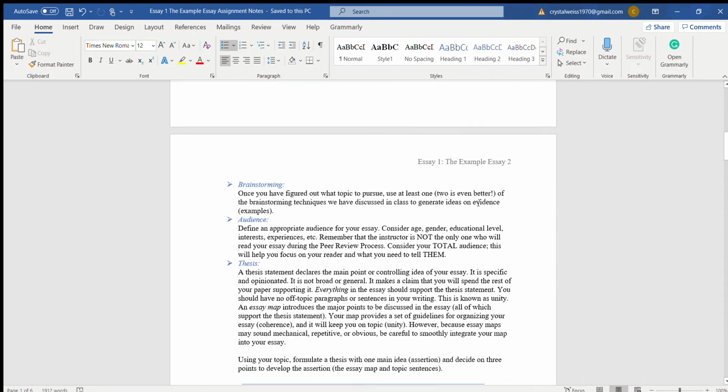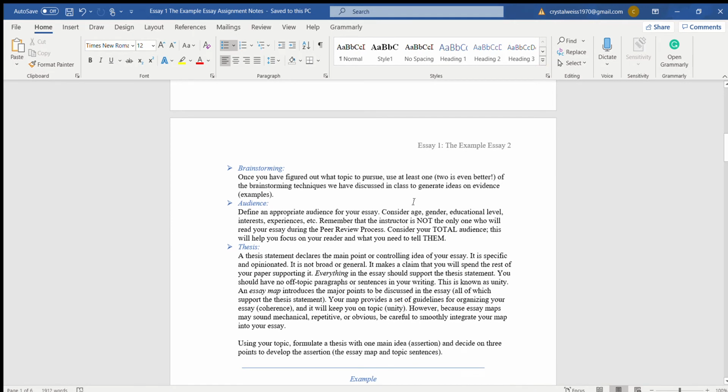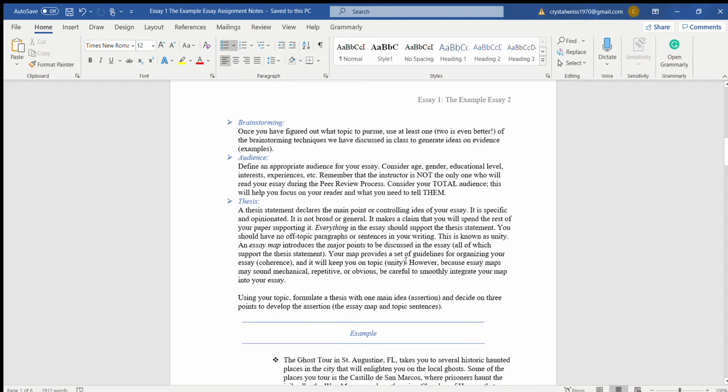All right, brainstorming. Once you've figured out what topic to pursue, use at least 1 or 2 is even better of the brainstorming techniques that we've discussed to generate ideas, to get your examples.